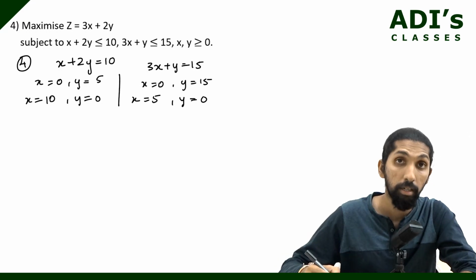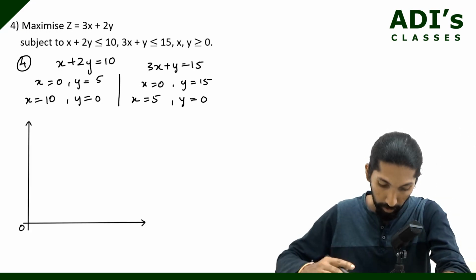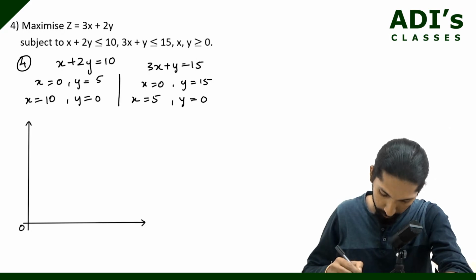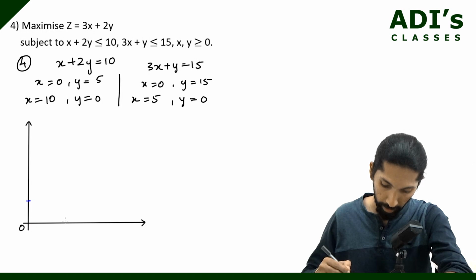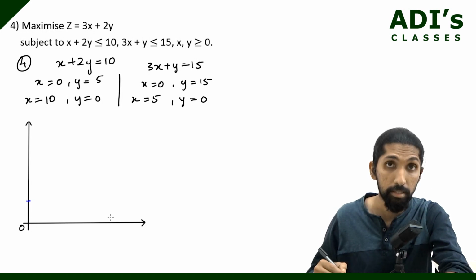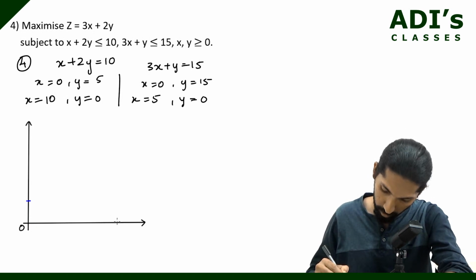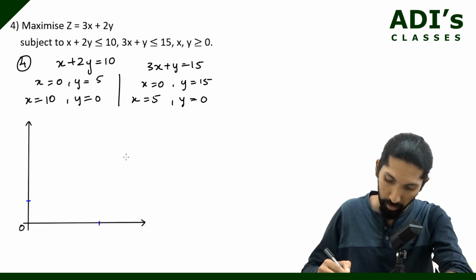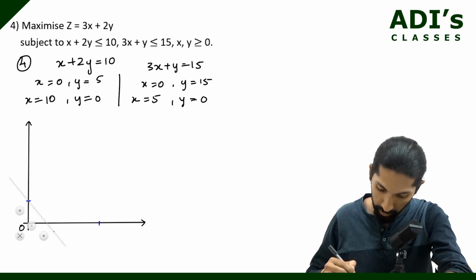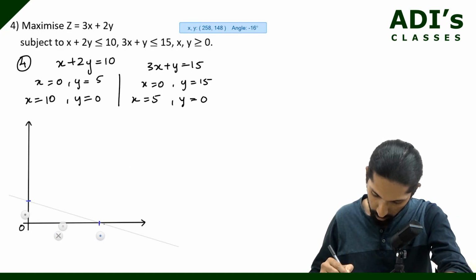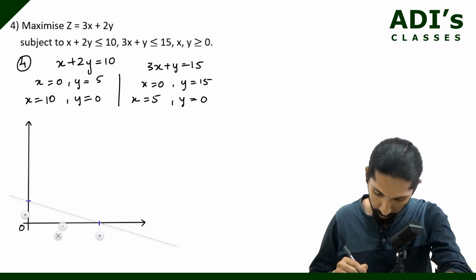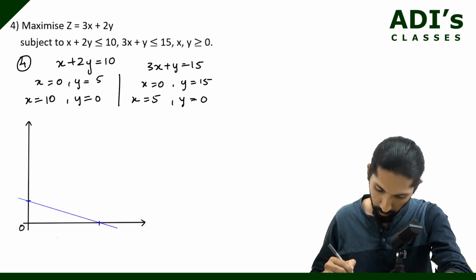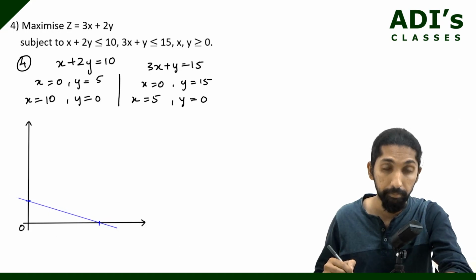Now let's do the graph. The first line, see, when x is 0, y is 5. When y is 0, x is 10, correct? So first let's draw the line. So the first point and this is the second point. See, this is the first line, correct?